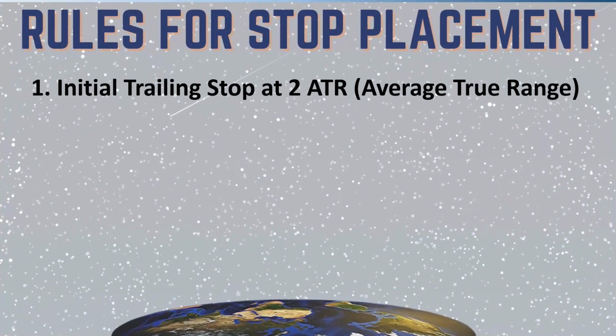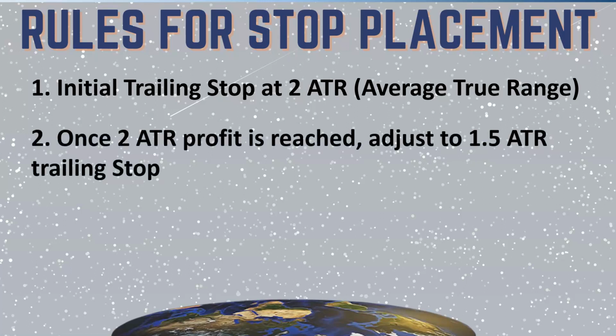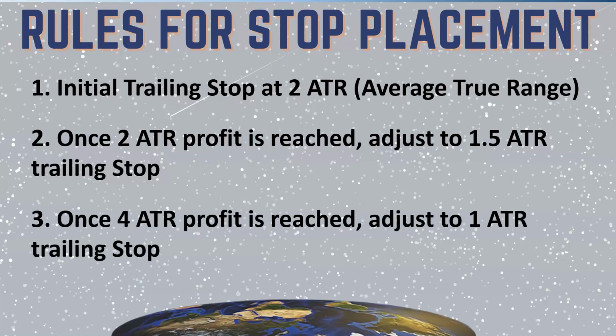So what do we do next? We sit back and watch and wait. And look, it's either going to get stopped out or it's not. And if it goes our way, what are we going to do? We're going to move it. Once we reach 2 ATR profit, we're going to move it. And then if it keeps going, once we reach 4 ATR profit, we're going to move it to 1 ATR trailing stop. And then we do nothing.